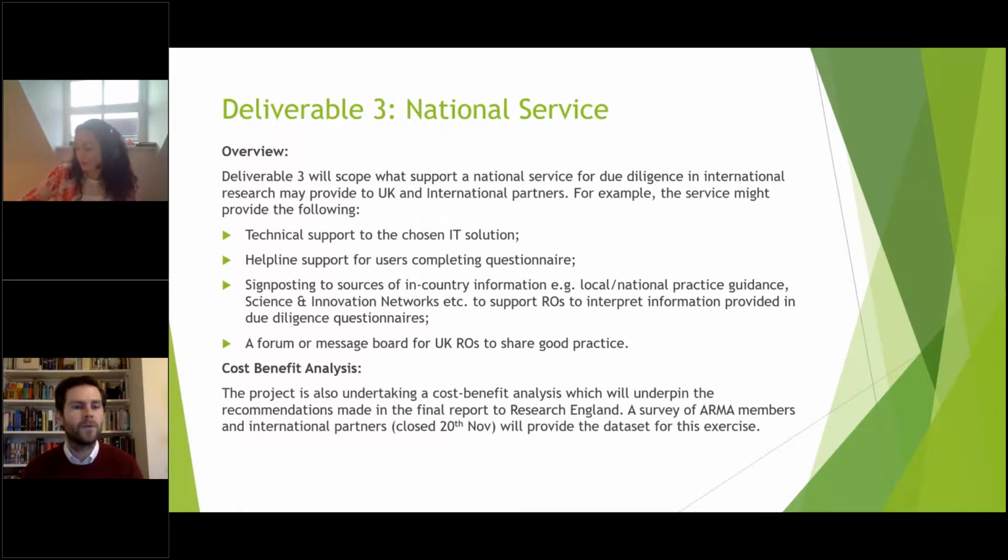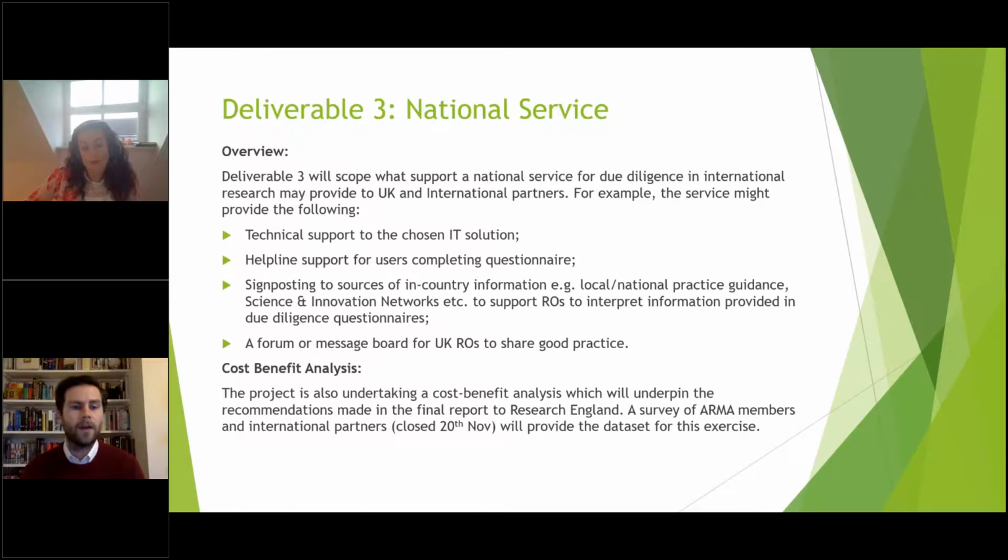And then finally, we've talked about a forum or message board to really take advantage of the good practice and the experience that UKRIs will be bringing, as well as international partners to this process, and providing a way for people to contact each other and that community of practice to develop.